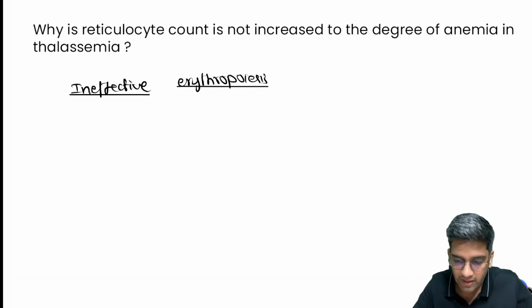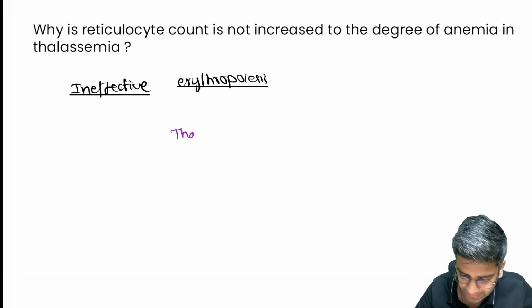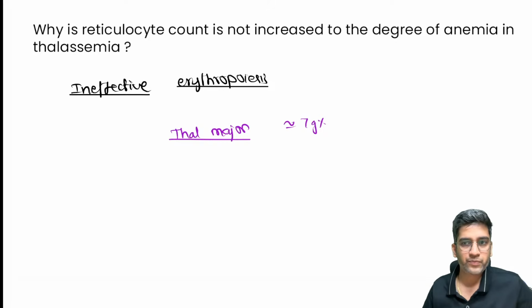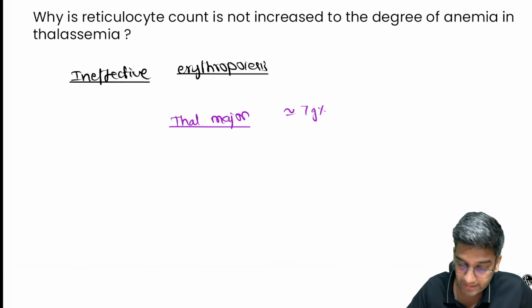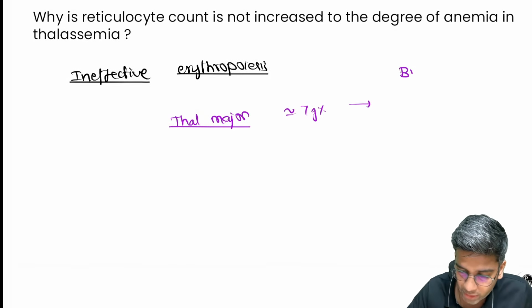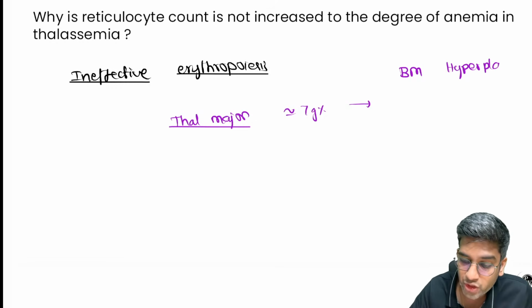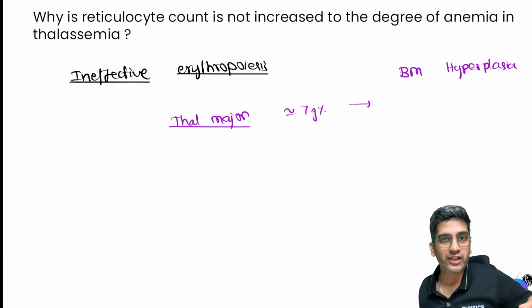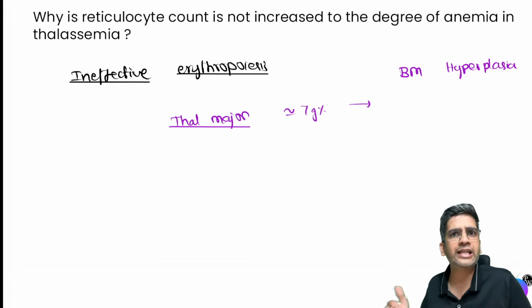For example, in Thal major, I have hemoglobin, let's say in the range of 7 gram percentage. Here, the bone marrow will undergo hyperplasia. Actually, it should undergo so much hyperplasia in order to make it 12 or 13. That much, 100 or 200%, it should perform. Only then can I correct it, right?